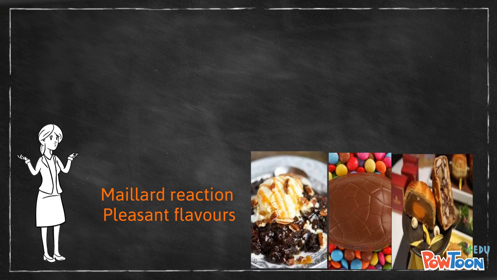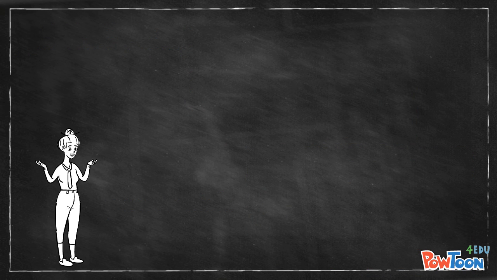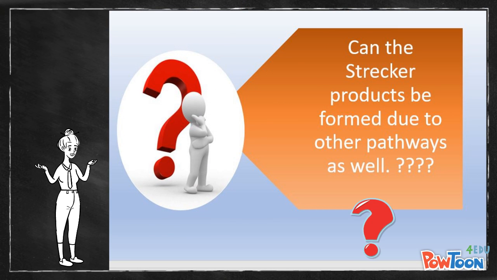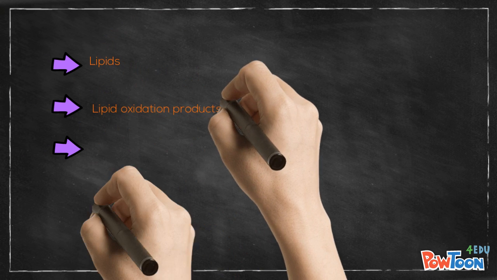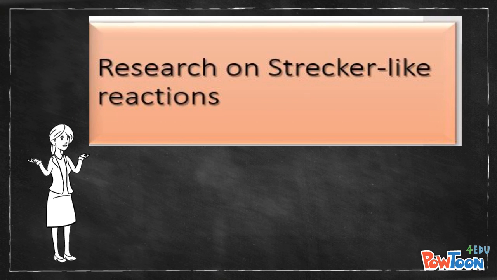How about lipid oxidation? Lipid oxidation is responsible for the rancid flavors during storage. The question is, can the Strecker products be formed due to other pathways as well? Today, Strecker and Strecker-like reactions encompass a much wider range of food components, including lipids, lipid oxidation products, and polyphenolics as well as terpenoids. A study was conducted in 2004 to clarify if there is any contribution from lipid oxidation products to Strecker degradation of amino acids.